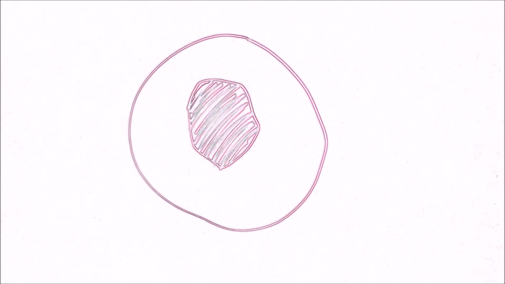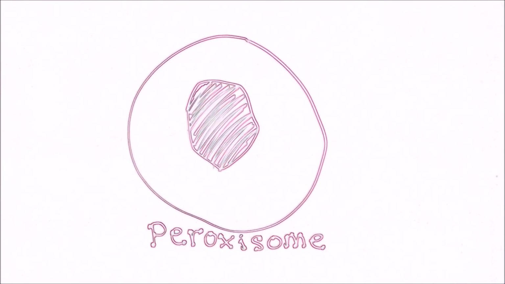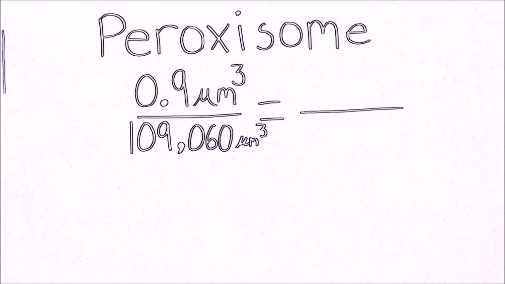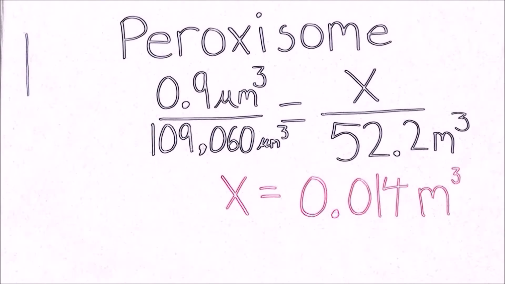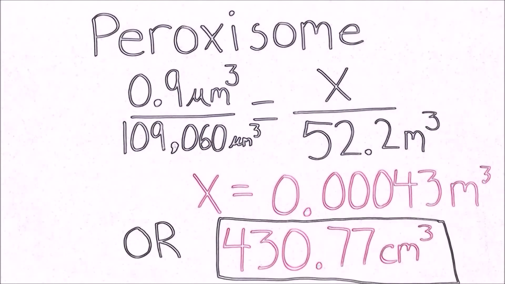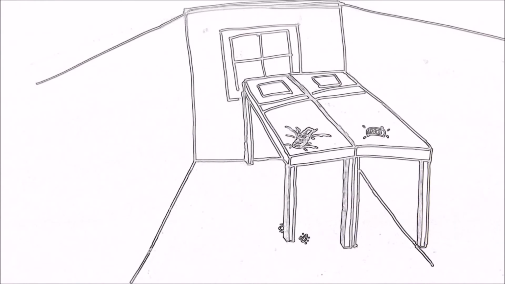The peroxisome is responsible for the oxidation of fatty acids and other compounds. The average cell typically contains 10 to 100 peroxisomes at 0.9 cubic micrometers apiece. Each peroxisome would occupy 430 cubic centimeters of a dorm, or the size of a pencil case.